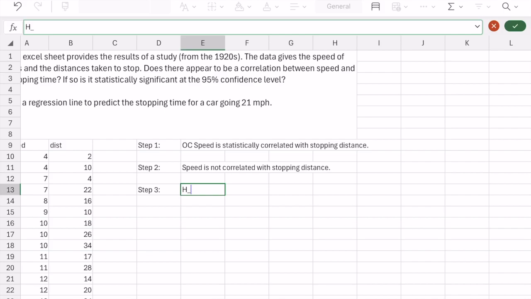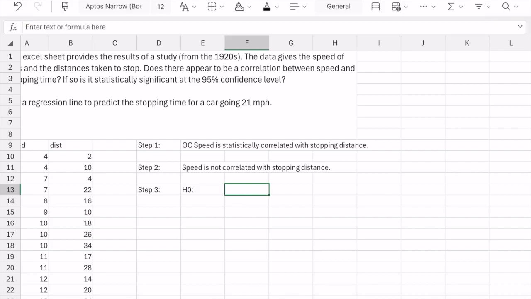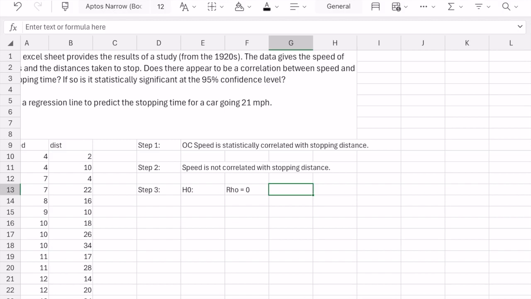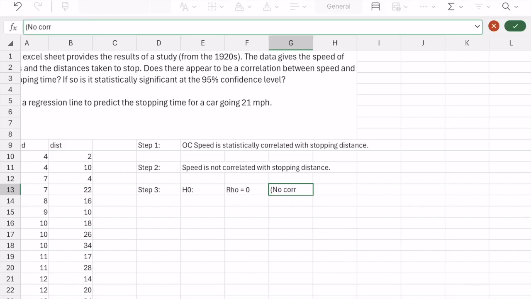H naught. I need to get that Greek keyboard on my iPad. Okay, rho equals 0. This is going to be no correlation.